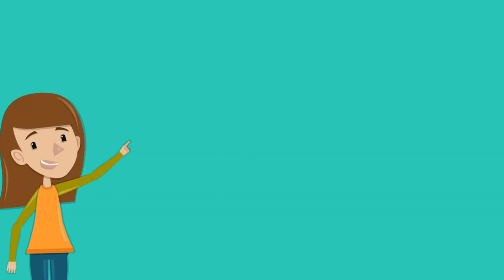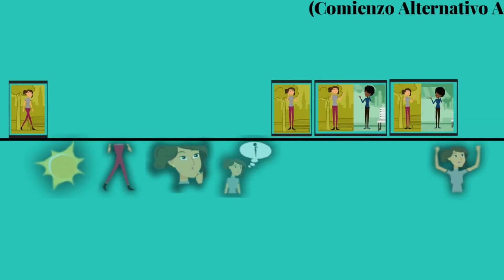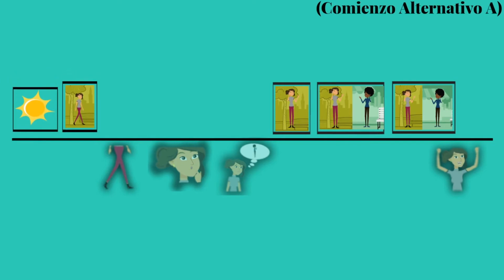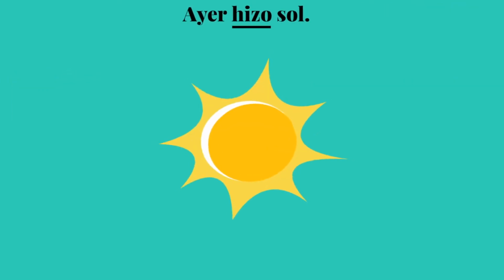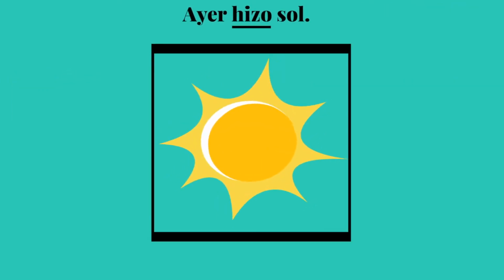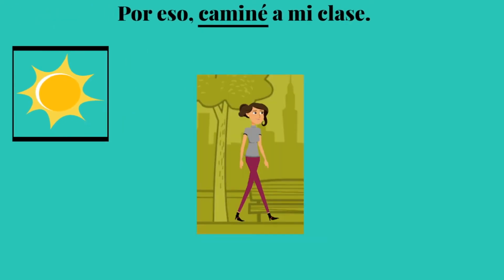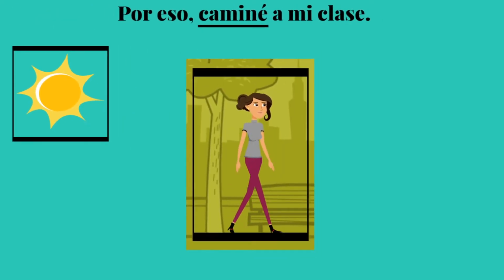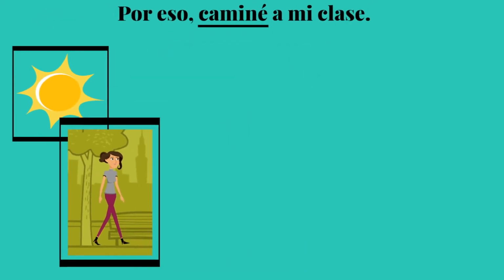You may have heard a rule about weather using imperfect, but again, that's not always true. Sometimes I do view weather events, like being sunny, as unbounded, because I want to view them as a background for a moment that I'm zooming into in the middle stages of, like hacía sol in this story. But I could tell the story with a different beginning. For instance, ayer hizo sol. Yesterday it was sunny. Por eso caminé a mi clase. That's why I walked to class.